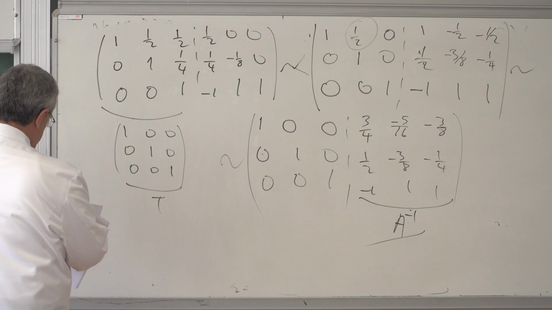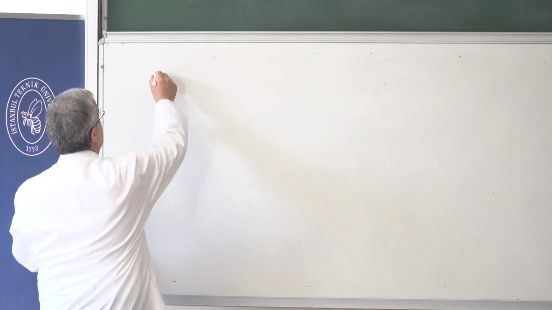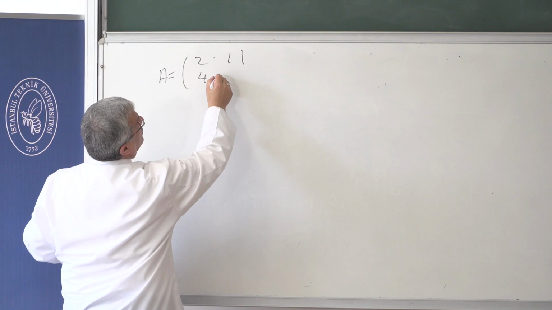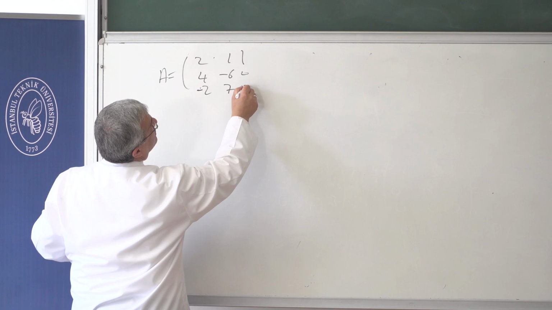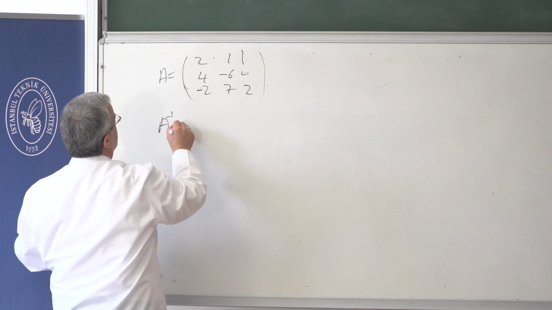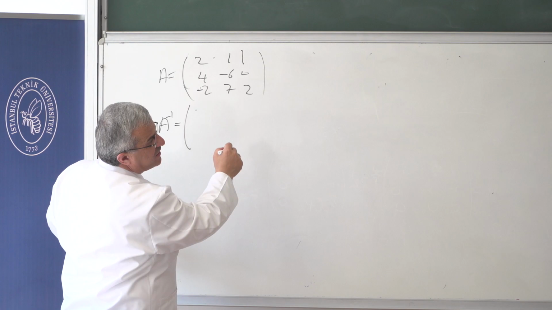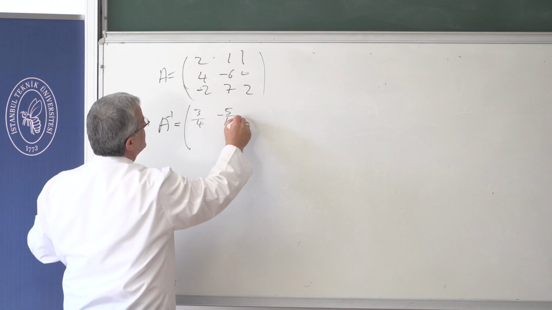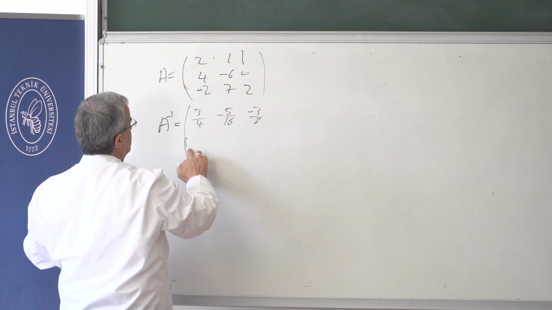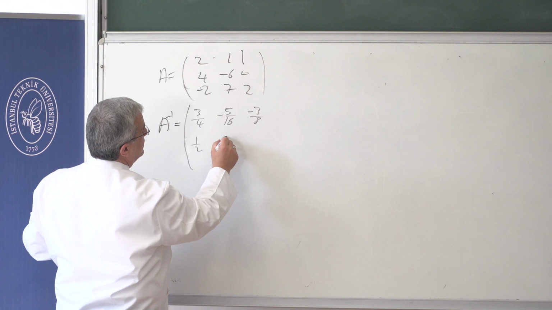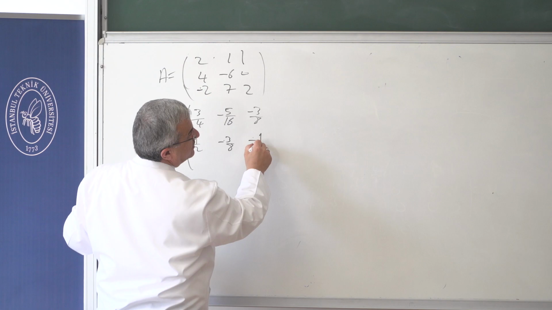Okay, what was A? 2, 1, 1, 4, 0, minus 2, 7, 2. Okay, A inverse is, please read that for me. What is that? 3/4. Minus 5/16. Minus 3/8. What? Half. 1/2. Minus 3/8. Minus 1/4. Minus 1? 4.